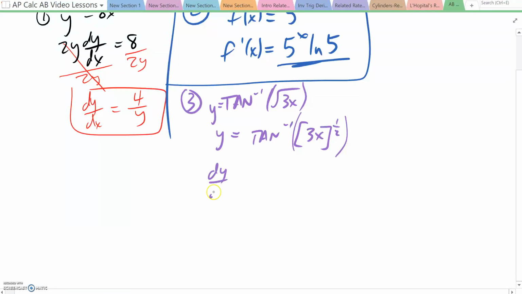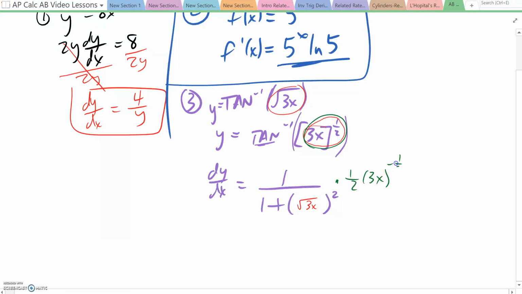So for our derivative, we'll start with the outside function, inverse tangent, which is 1 over 1 plus stuff squared. And the stuff is what's sitting right here. I'm going to take that whole thing, the square root of 3x, and square it. But then I still have to multiply by the derivative of the stuff, so that would be times the derivative of 3x to the 1/2. That would be 1/2 times 3x to the negative 1/2 times the derivative of its stuff, which is a 3 out there. And then it's just a matter of cleaning it all up.